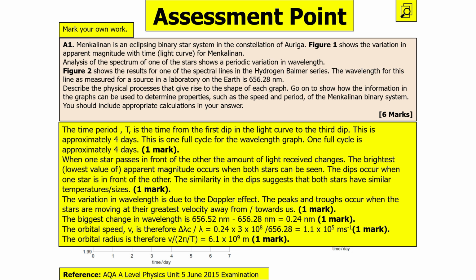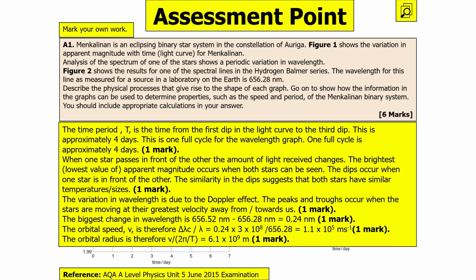So the biggest change in the wavelength from the graph is the biggest value minus the smallest value, which is 0.24 nanometers. So therefore, by using the Doppler shift equation, v is equal to the change in wavelength over wavelength times c. We can then do that. Remember, we use our average value for the wavelength here, not the lab value. We can use the lab value because we're given that in the question. So it's 1.1 times 10 to the 5 meters per second.